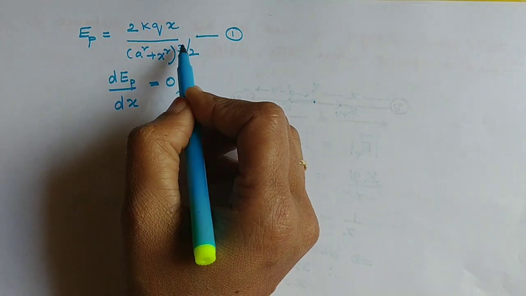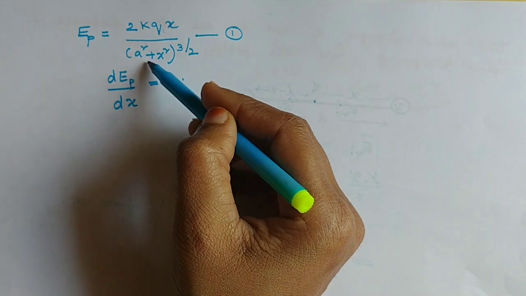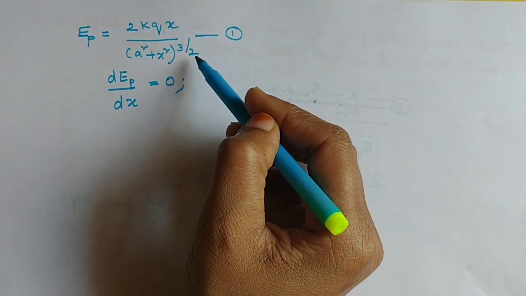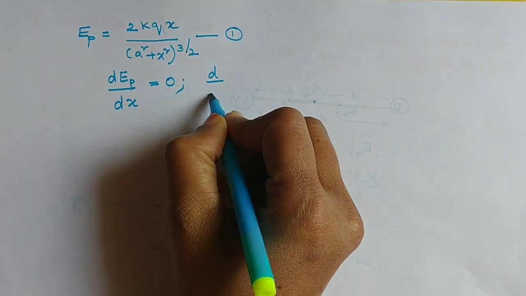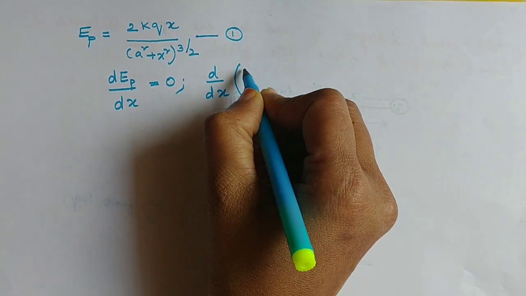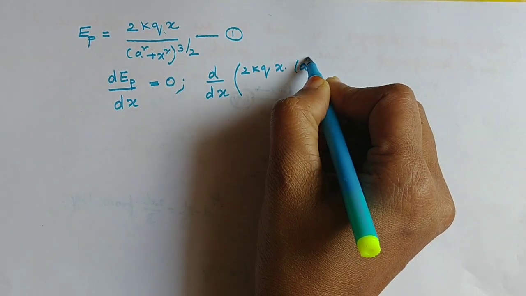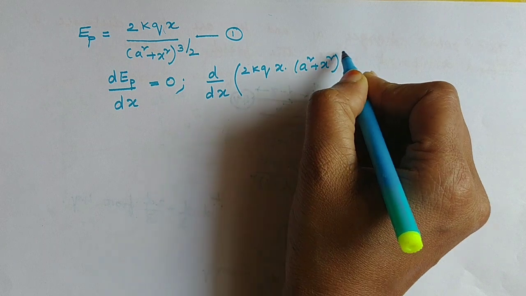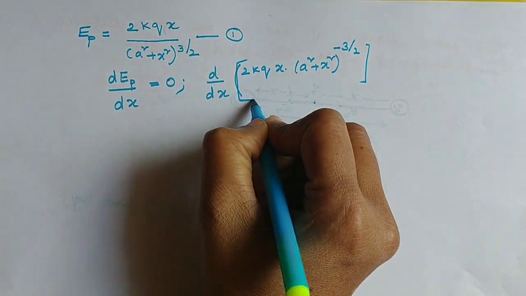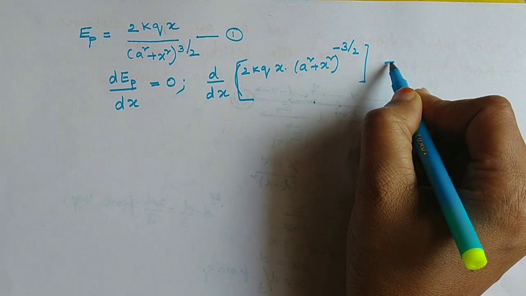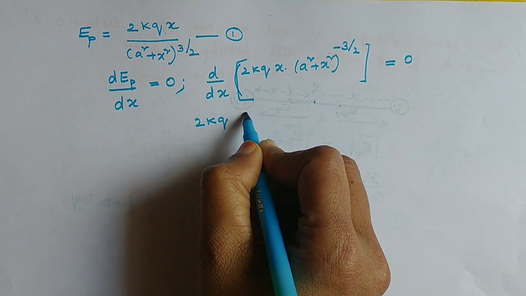So now I am going to differentiate this function. It's a double function. X is one term and A square plus x square whole power 3 by 2 is another term. So let's see how to differentiate it. D by dx of 2 constant, kq constant, I'll write it as x into A square plus x square whole to the power minus 3 by 2. Remove the constants outside. Anyway, it has to become 0. 2 kq will come out.